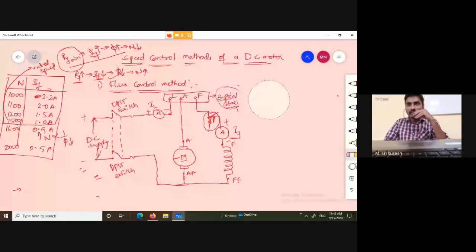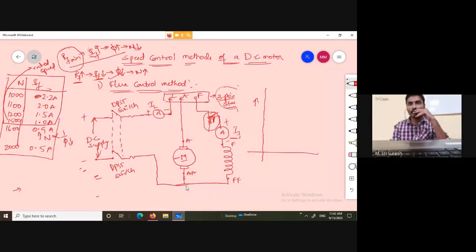So what is the advantage of this method? Above rated speeds are achieved by using this method. Now I am drawing the graph for this. This is an experiment we also have in the laboratory, one of the experiments on speed control methods of a DC motor. You take readings for speed and field current. Let the y-axis represent speed and the x-axis field current. According to the values you got, you can plot them.